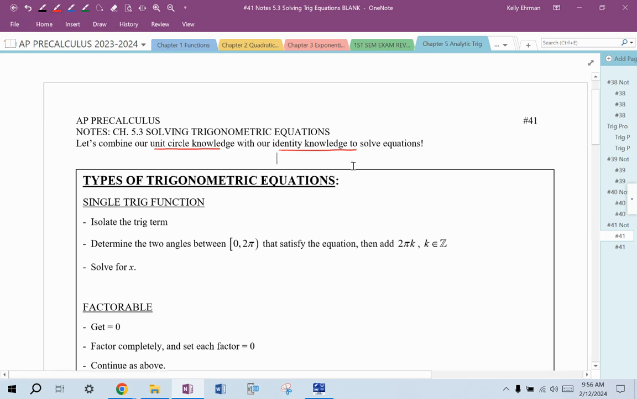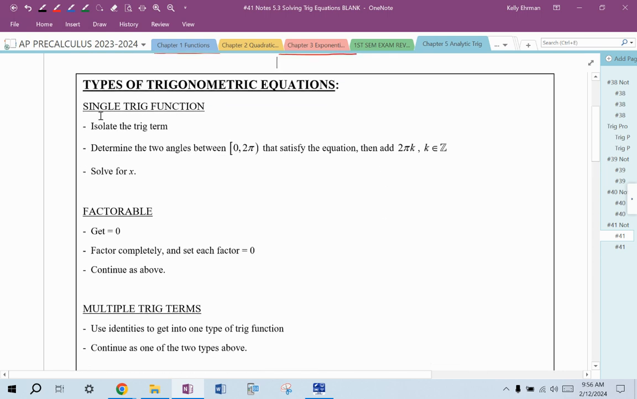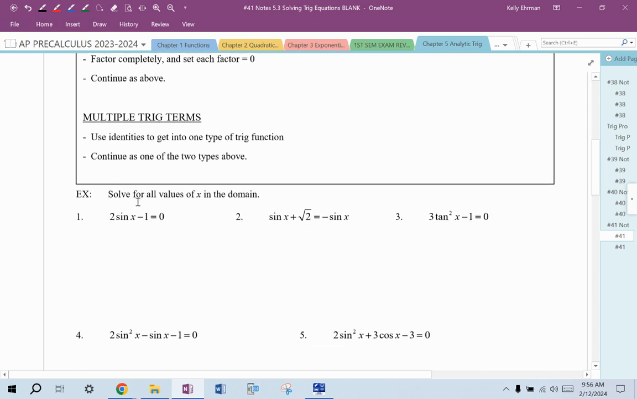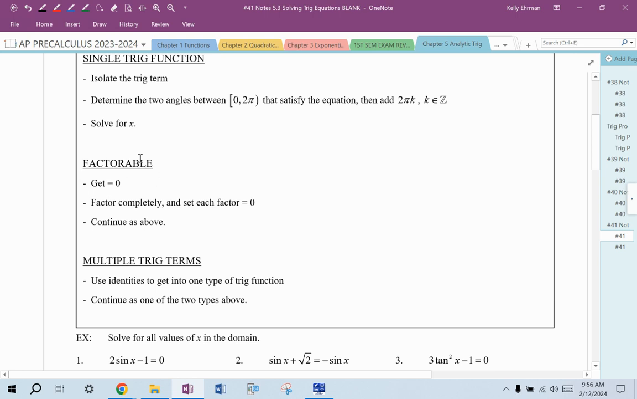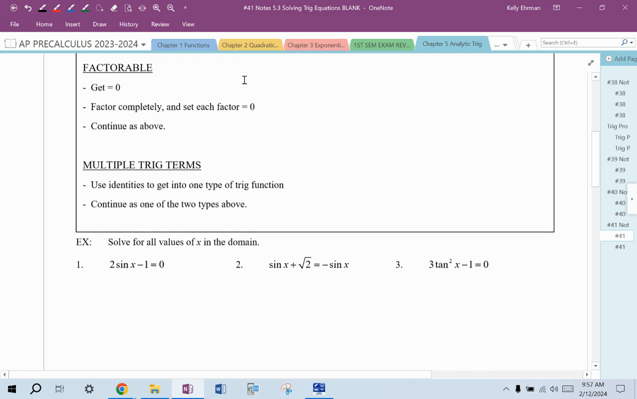Okay, there are different types of trig equations. Basically, there are like 3 types. A single trig function, so let's take a look at number 1. Number 1 just has a single trig function versus something that could be factored or something that has multiple trig terms. So we're in scenario 1. Isolate the trig term. For this one, isolate the trig term means add 1, divide by 2. We're trying to solve sine of x equals 1 half.